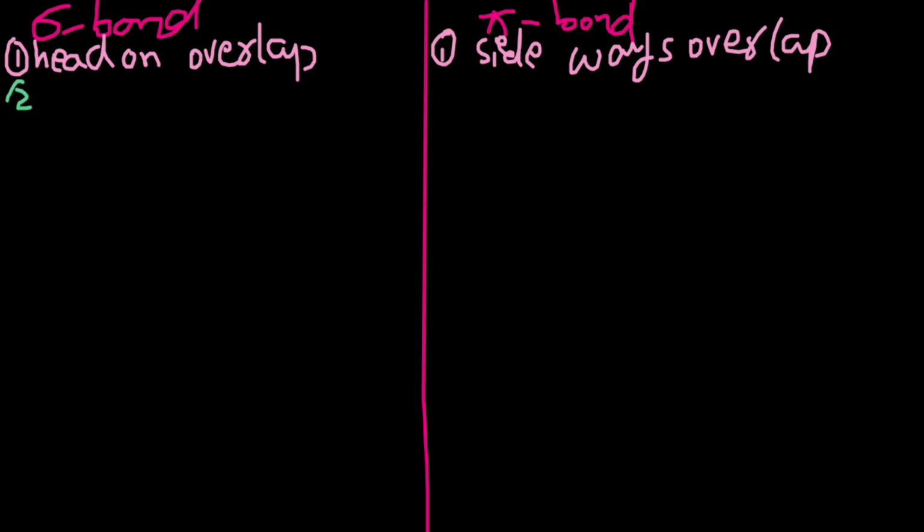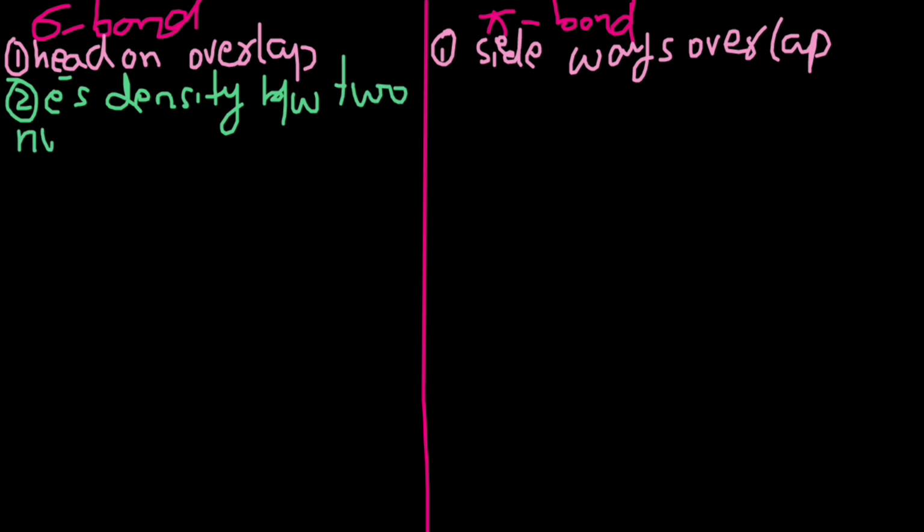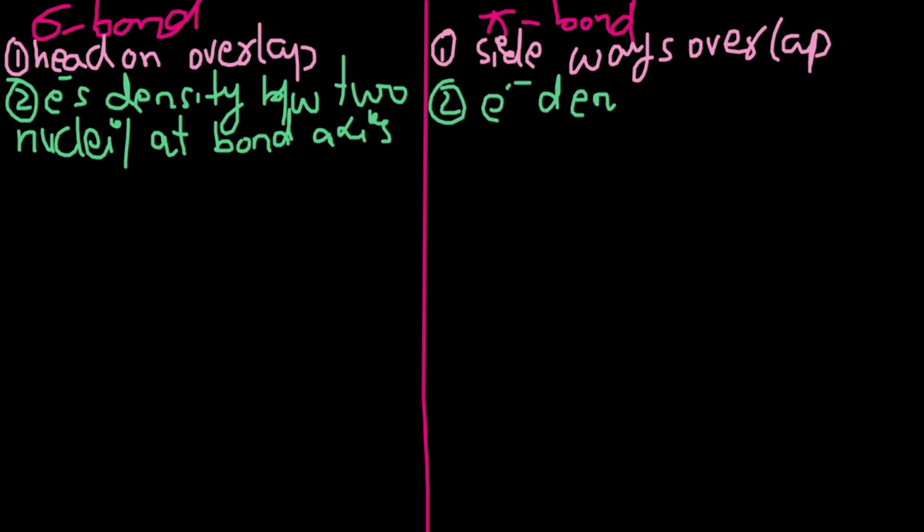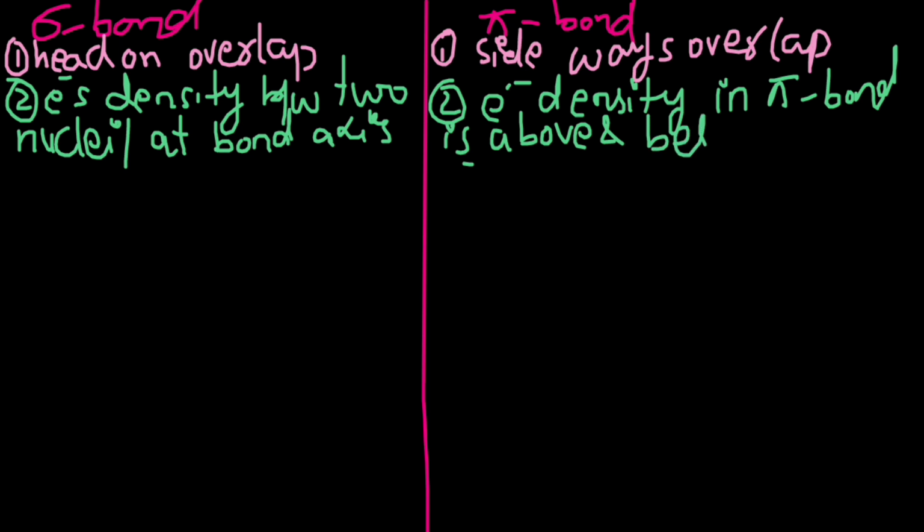Sigma bond has electronic density between two nuclei or at the bond axis, while the electronic density in pi bond is above and below the bond axis. It can be above or below the bond axis.